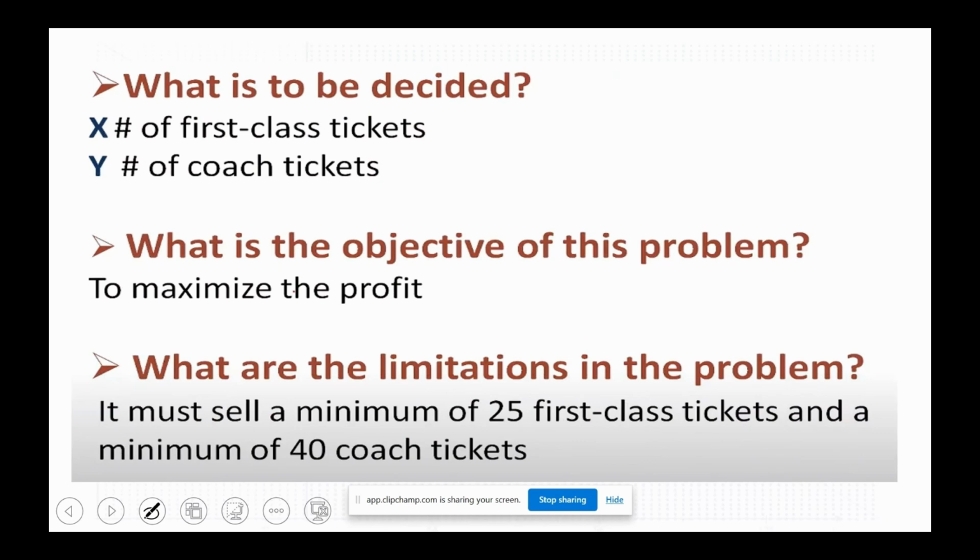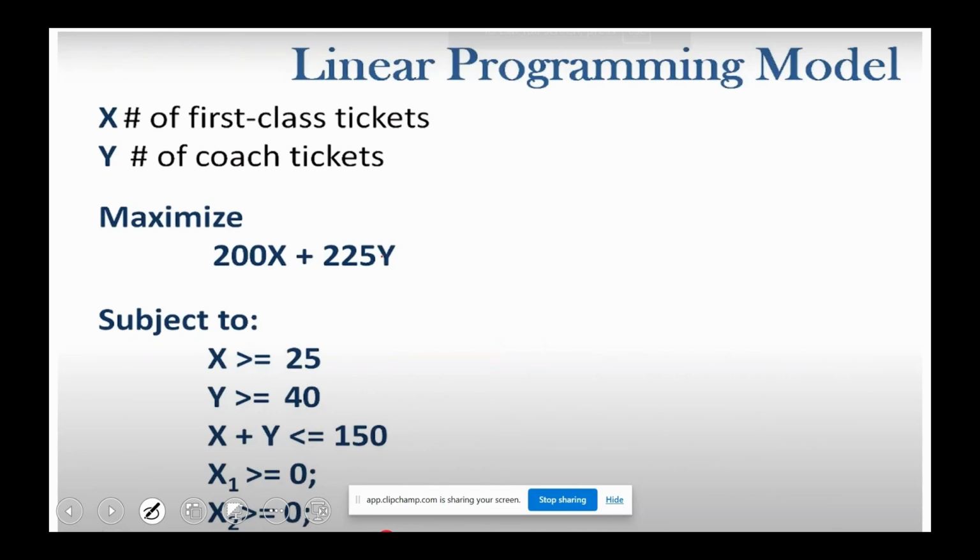Next, what is the objective of this problem? Obviously to maximize the profit. And what are the limitations in the problem? It must sell a minimum of 25 first class tickets and a minimum of 40 coach tickets. So this could be a government regulation, or because you have to sell at least some economy tickets so that other people, lower income people, can travel. So there can be a legal requirement. This is a constraint. We have to understand that this is a constraint, and this has to be done. So this is all about these three parts.